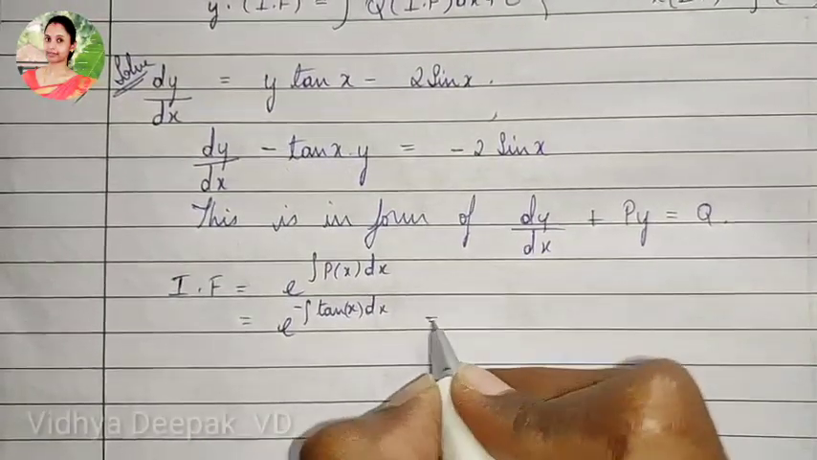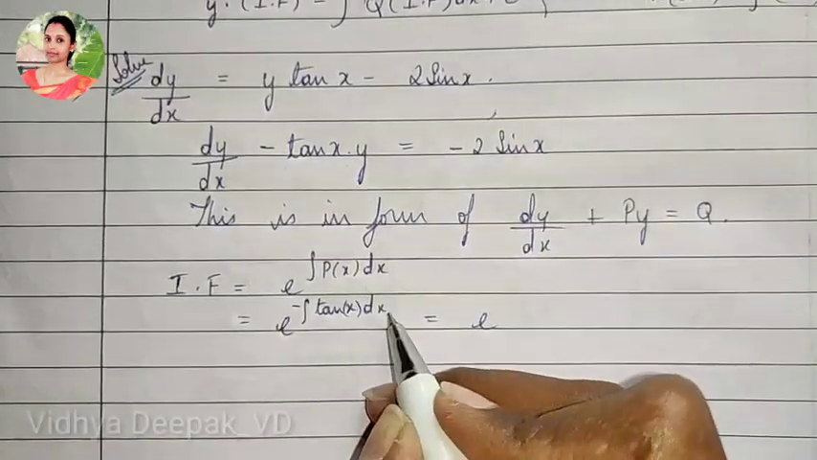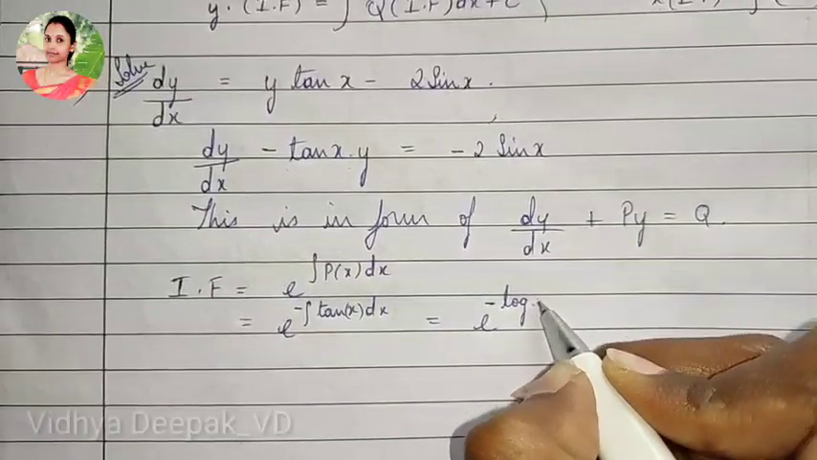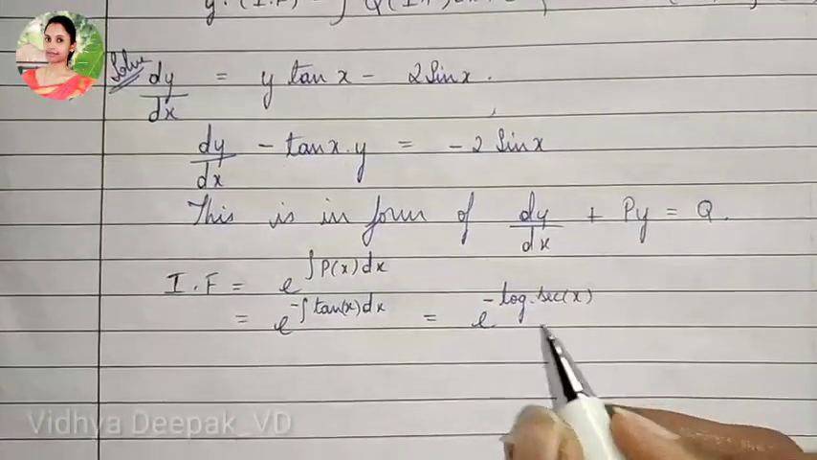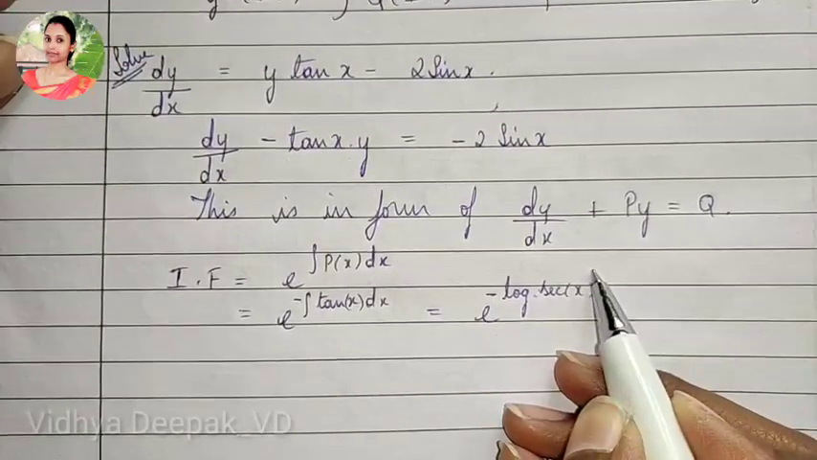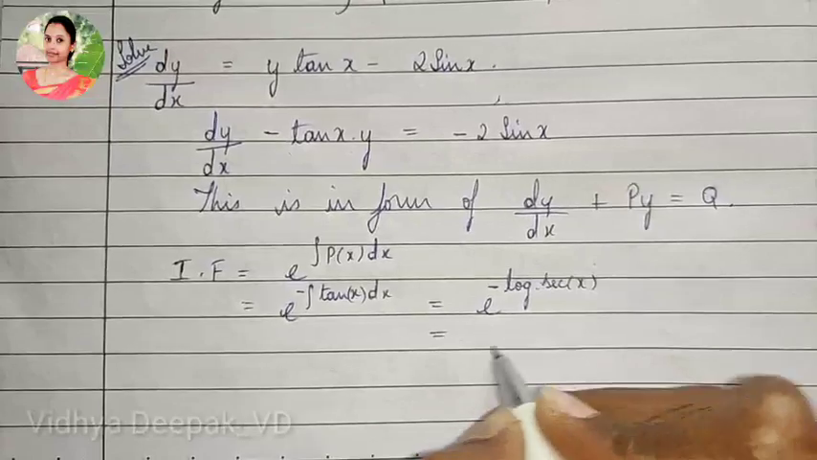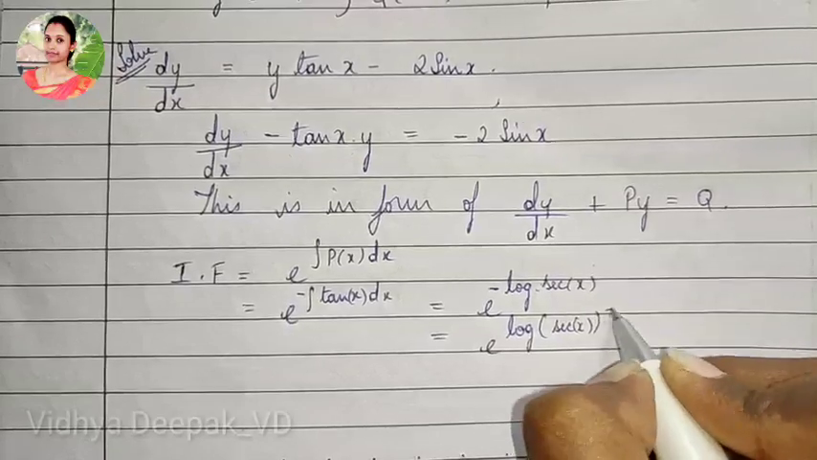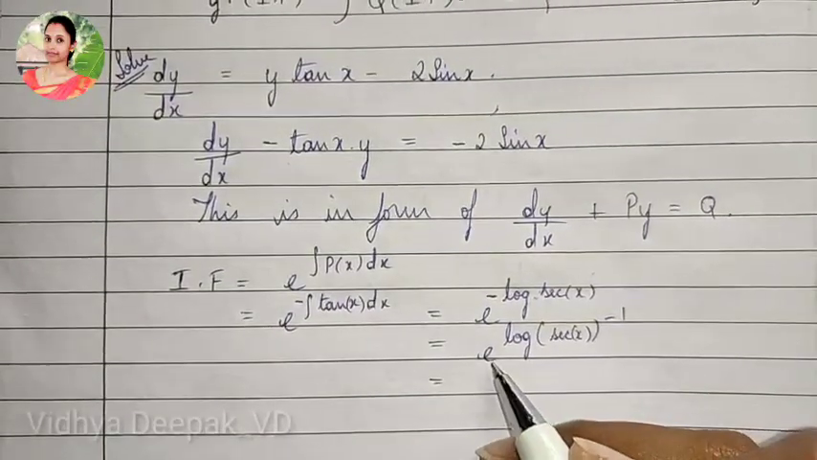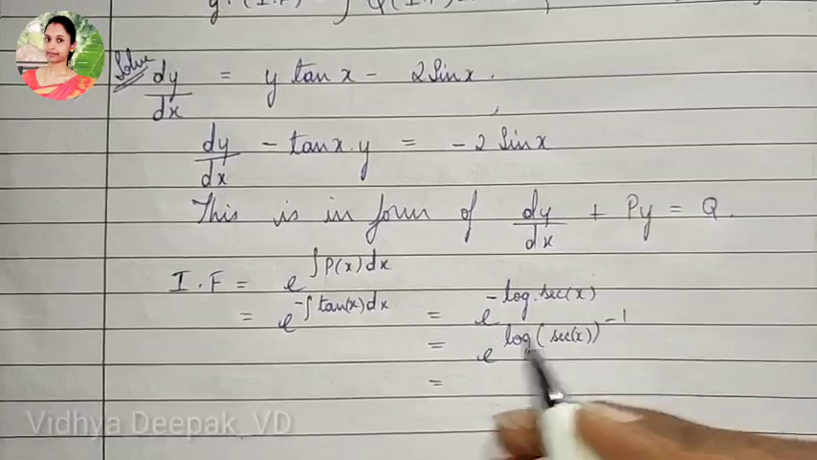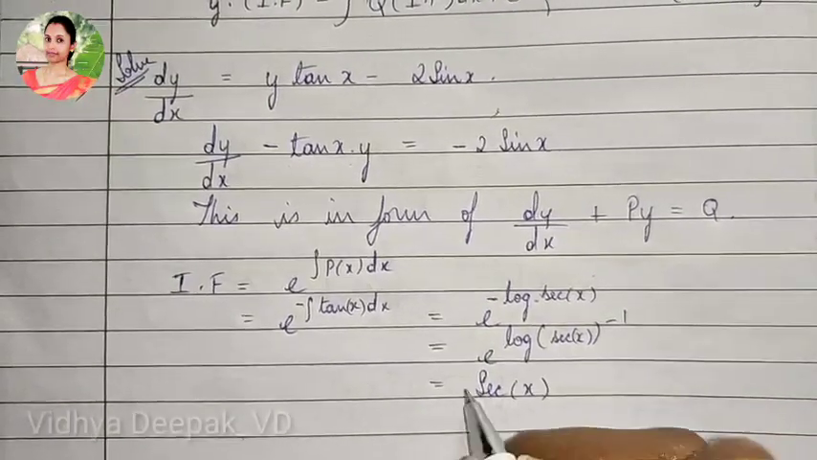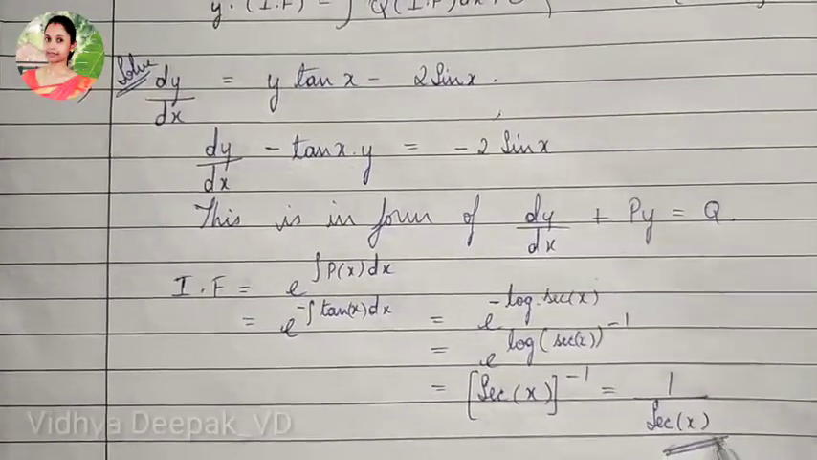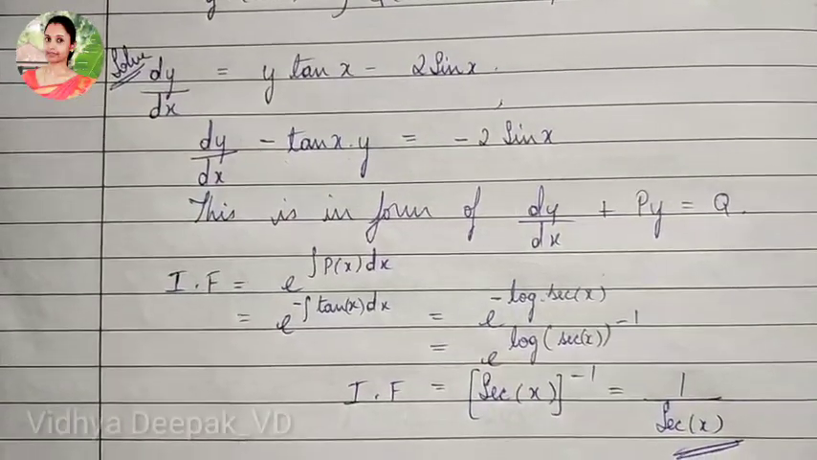So what do we have? We have e to the power of, what is integral tan x dx? Log secant x, so minus log secant x. Now we can write this minus 1 as a power using log formulas, that is log of secant x to the power of minus 1. You know e to the power of log of something will be what is there inside the bracket. So this can be written as secant x to the power of minus 1, that is nothing but 1 by secant x. So we got the integrating factor to be 1 by secant x.